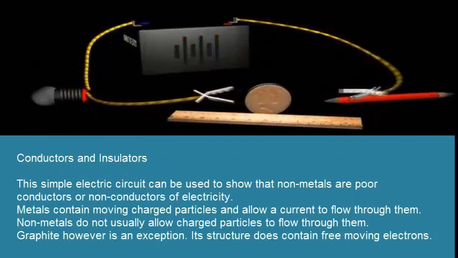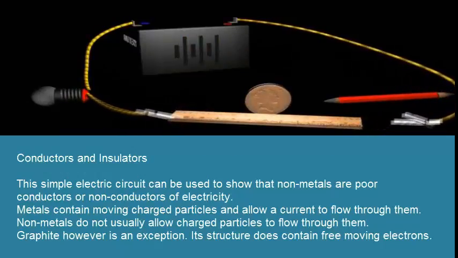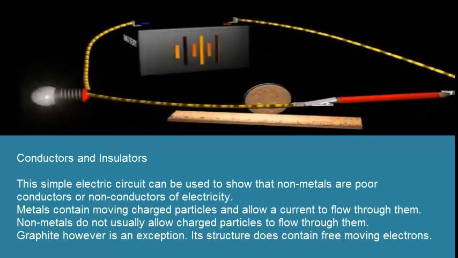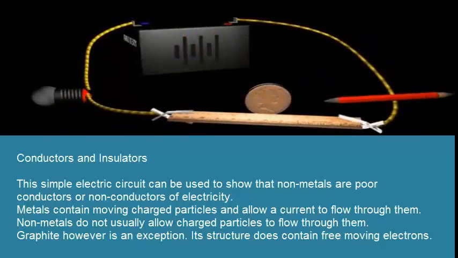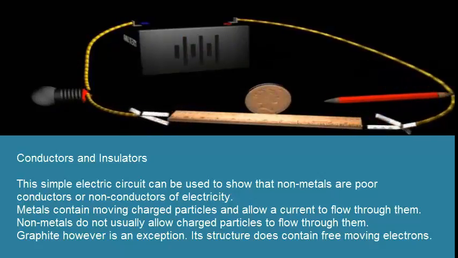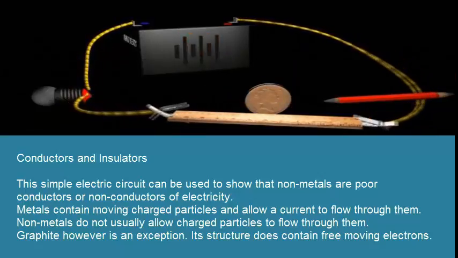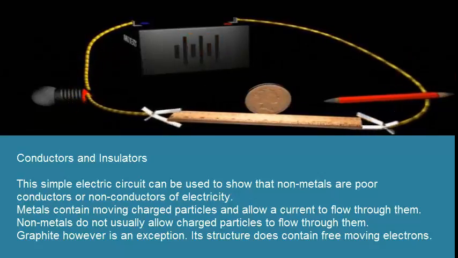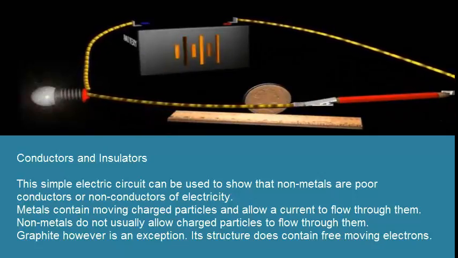Conductors and insulators. This simple electric circuit can be used to show that non-metals are poor conductors or non-conductors of electricity. Metals contain moving charged particles and allow a current to flow through them. Non-metals do not usually allow charged particles to flow through them. Graphite, however, is an exception. Its structure does contain free-moving electrons.